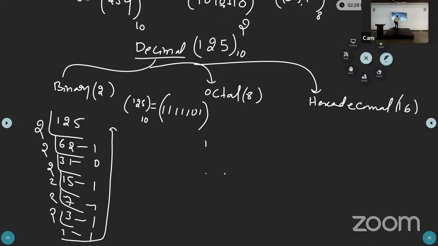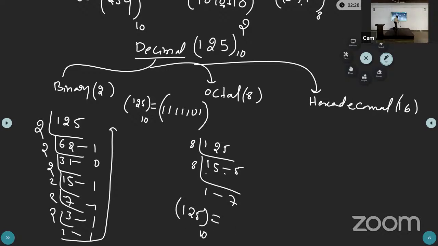Okay, now 125 and 8 here. How much does it come to? 15. Okay, next, again 8 1s are 8, 7. So the 125 equivalent octal value is 1 7 5. Both are the same. This value in decimal and this value in octal.